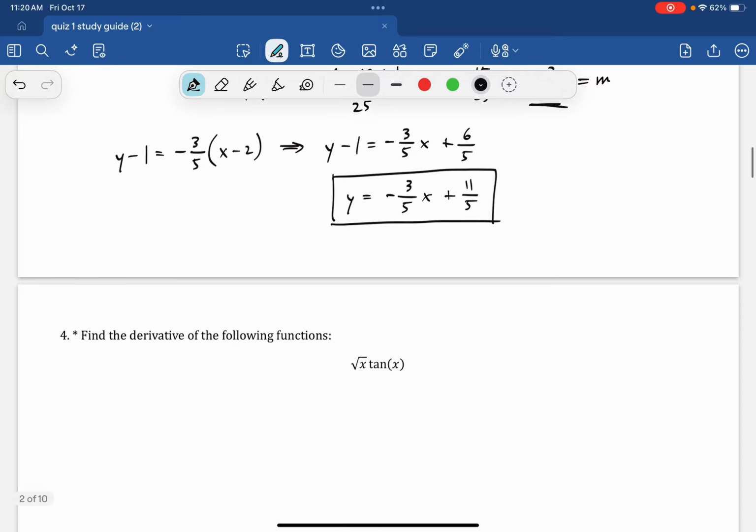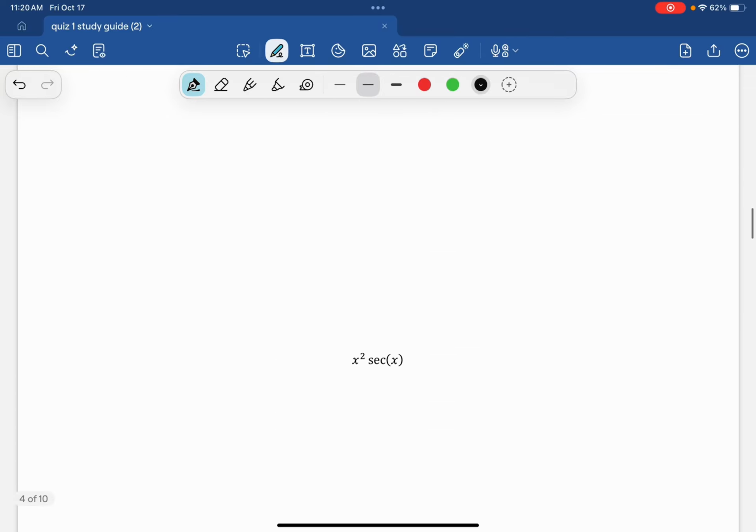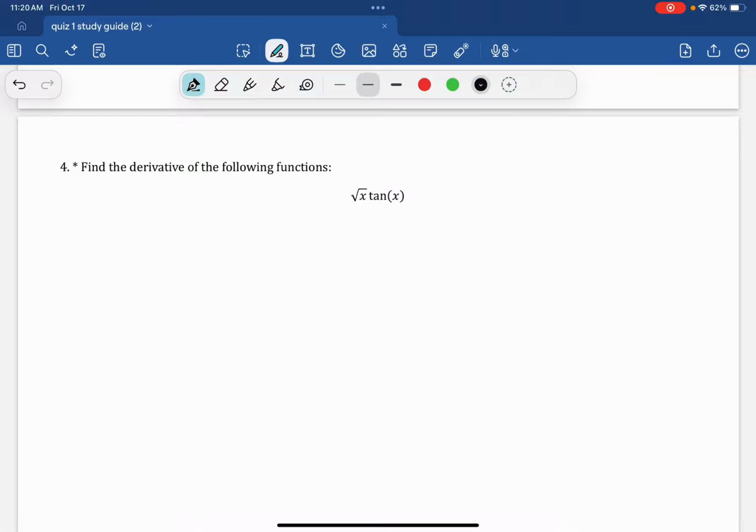Let's do the next one. Find the derivative of these following functions. I have 4, 5, 6, 7, 8. Oh my goodness, that's a lot of questions. So I need to find the derivative of this function, and here I'm going to use product rule because I have a power and then I have a trig function. So product rule will be helpful.